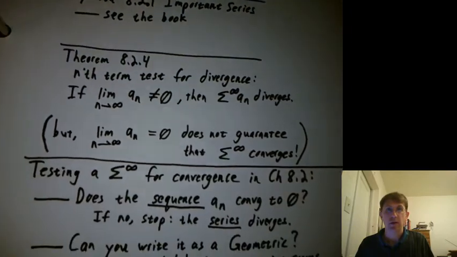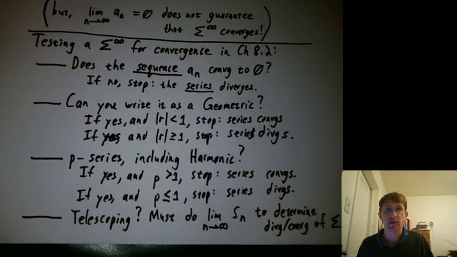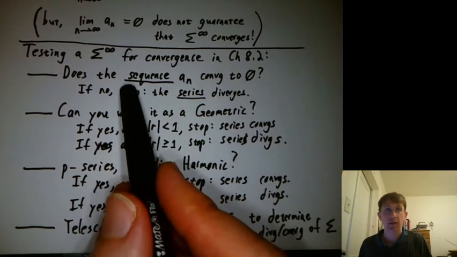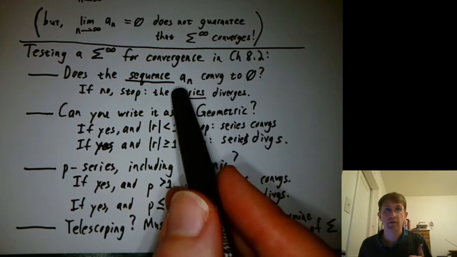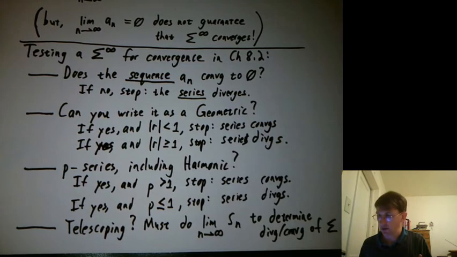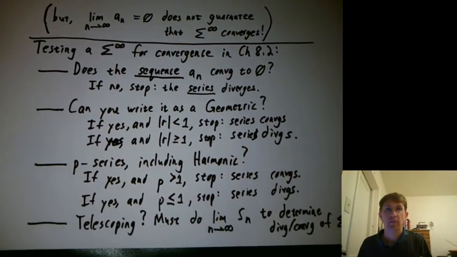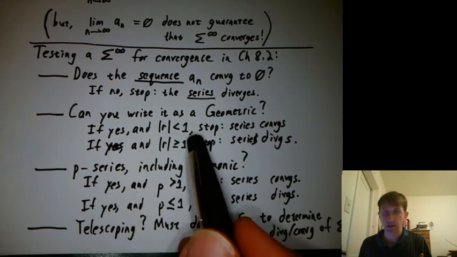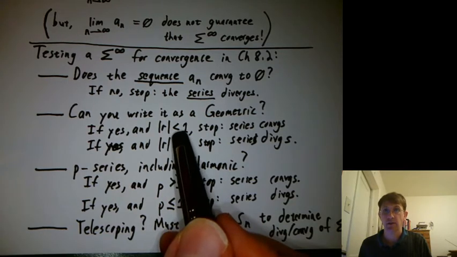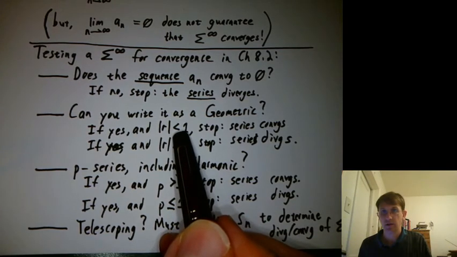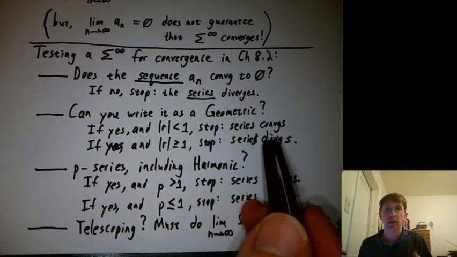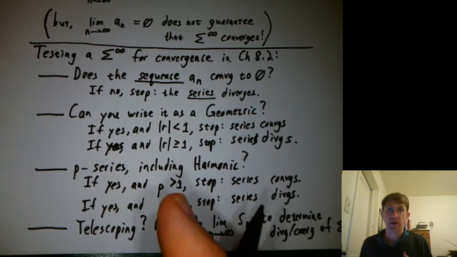So let's wrap up and talk about testing series for convergence here in chapter 8.2, basically saying what we have seen so far. We just saw, what's the name of this idea? If the sequence doesn't converge to 0, then the series diverges. That's the nth term test, which we just saw right up there. If you have a series and you can write it as a geometric, and you can identify r, and the absolute value of r is less than 1, that means r is between -1 and +1, not including -1, not including +1. Then you can stop and say the series converges, and you can use that formula 1 over 1 minus r.